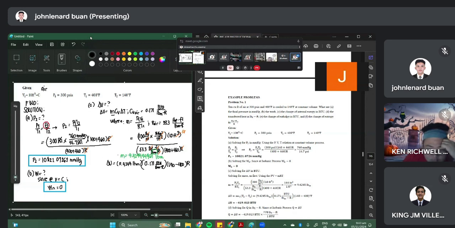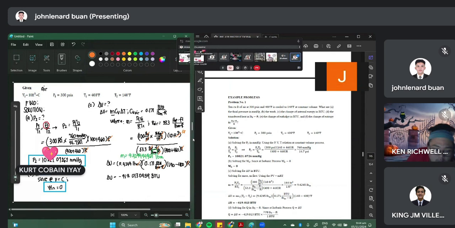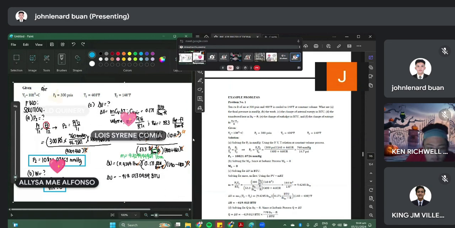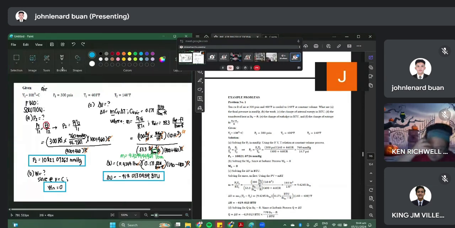Our internal energy is equal to negative 419.013459 BTU. Did you yield the same answer? Unit analysis muna natin. Did you yield the same answer? That's good.